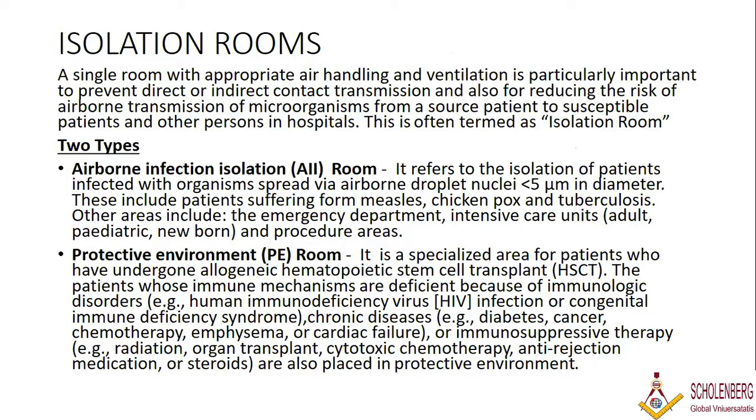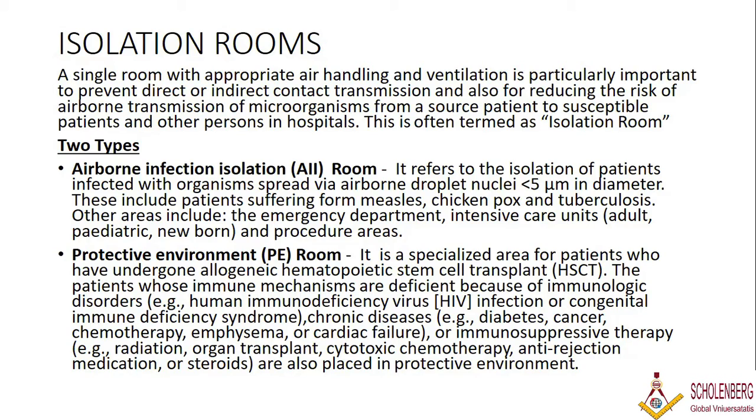When it comes to isolation rooms, we have two types generally, because, as I told you, any patients who are infected should be kept in isolation rooms. One is the airborne infection isolation room, that is the AII room. It refers to the isolation of patients infected with organisms spread via airborne droplets, which are less than 5 micrometers in diameter. These include patients suffering from measles, chickenpox, and tuberculosis.